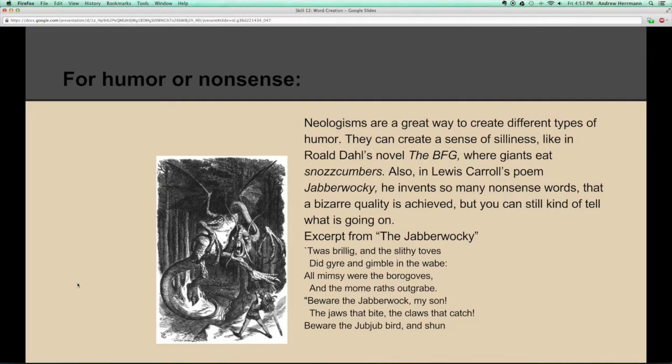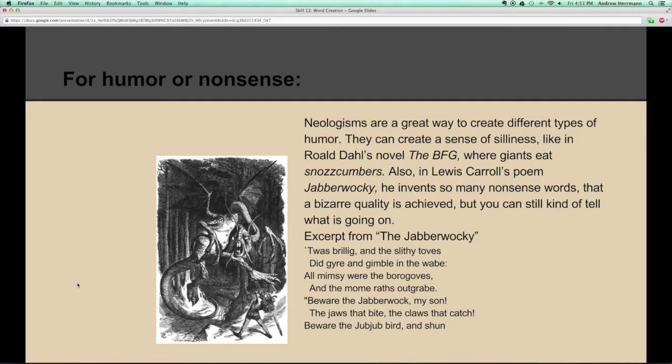Another pretty common example of neologisms are when you're trying to use them for humor's sake, and you can make some pretty crazy words if you wanted to for a punchline or just to add to an absurd feeling of your story. They can create some humor or nonsense. For instance, in the children's book author, and he wrote some adult stories too, Roald Dahl, the BFG, there are these big friendly giants who eat snozcumbers.